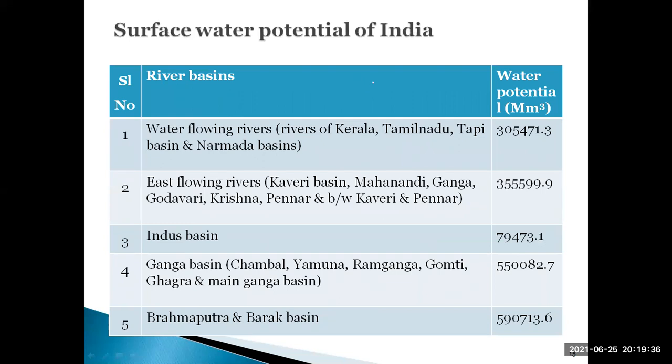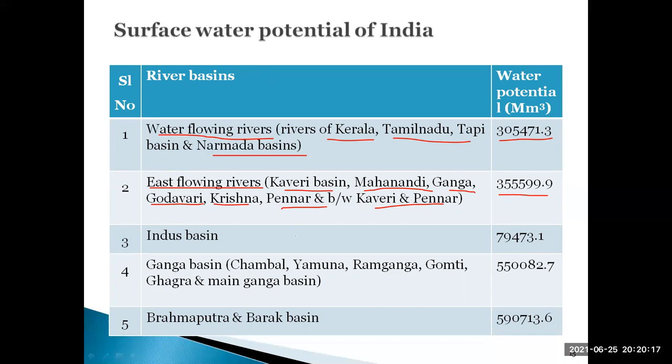This is a tabular column which shows the surface water potential of India. We have river basins, such as the west flowing rivers like rivers of Kerala, Tamil Nadu, Tapi basin and Narmada basin, with a water potential of around 30547.1 million meter cube. From the east flowing rivers, that is Kaveri basin, Mahanadi, Godavari, Krishna, Pennar, and between Kaveri and Pennar, it is around 3555.9 million meter cube.